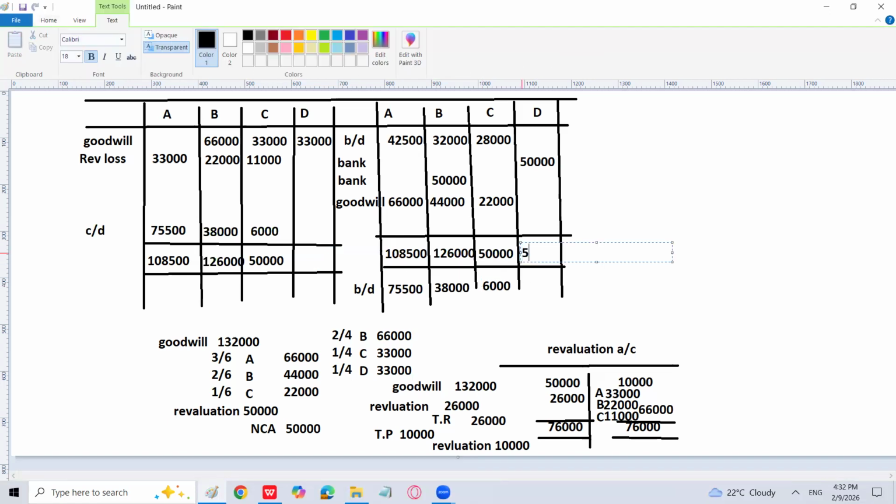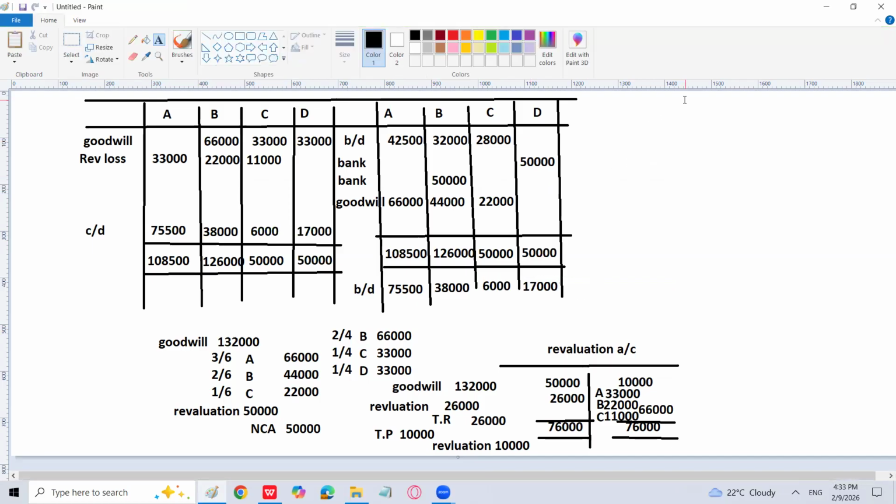Again for Dilip, it is going to be 50,000. I will write here 50,000. In total on the credit side, same total will become on the debit side, and 33,000 subtract, we will get 17,000 as carried down, which will become the brought down of the next 6 months, 17,000. So we are basically done with the first part of the question that required us to prepare the capital accounts.